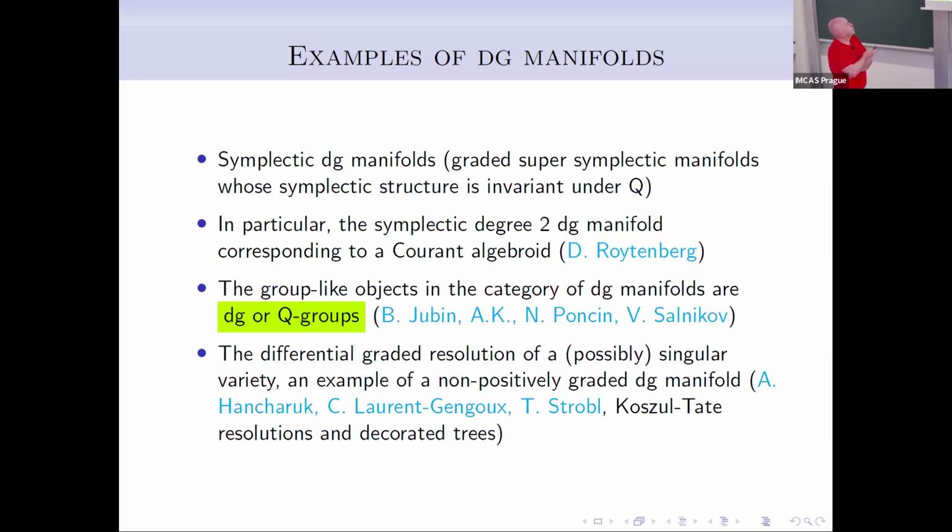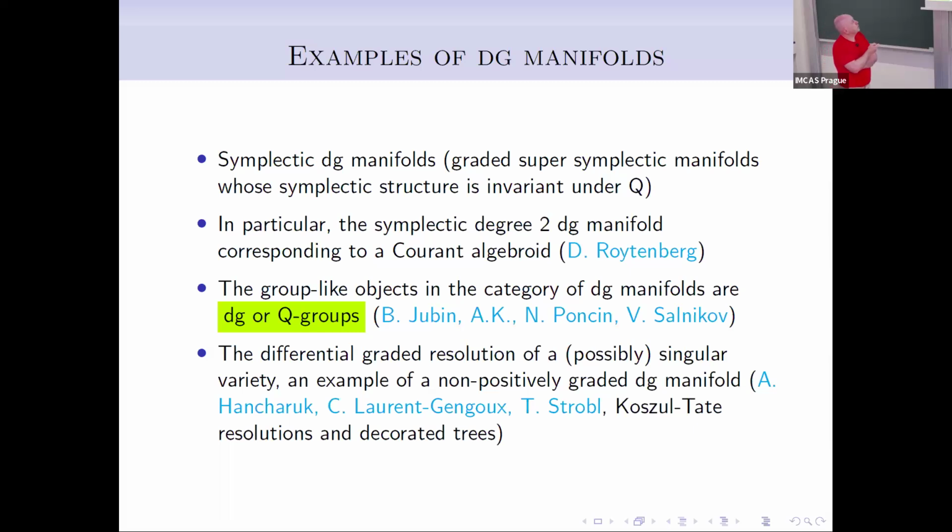So other examples of DG manifolds: the symplectic DG manifolds, where there is a symplectic structure which can be even or odd, and it's invariant under the Q. In particular, if the symplectic structure has degree 2, then the corresponding DG manifolds are in one-to-one correspondence with Courant algebroids. It's a result of Diemer-Rothenberg. Sometimes people also say Rothenberg-Schivera, because okay.